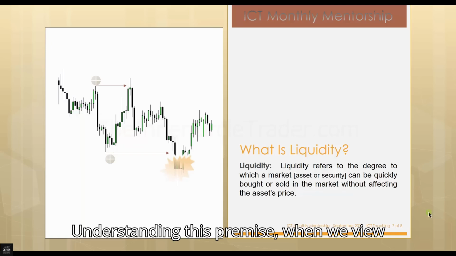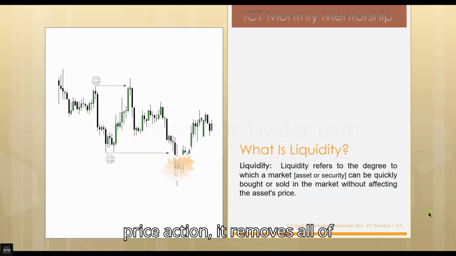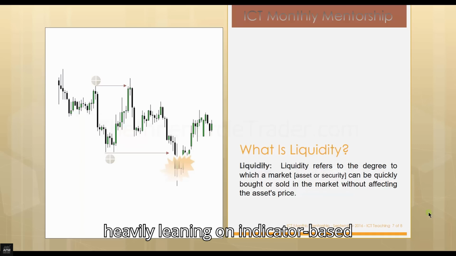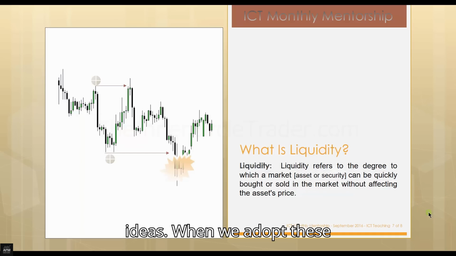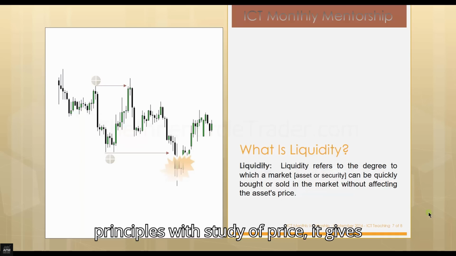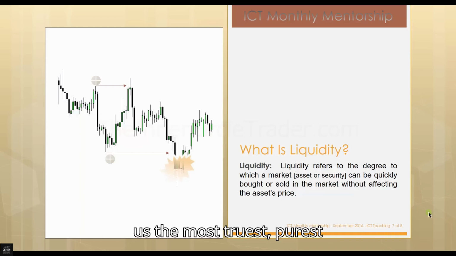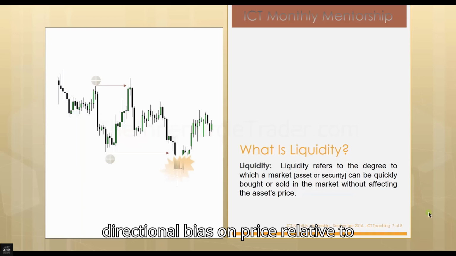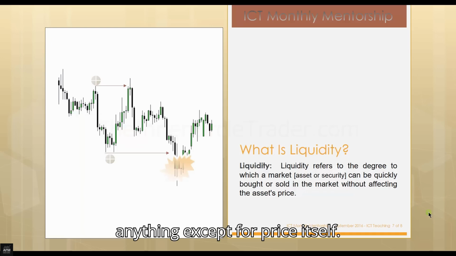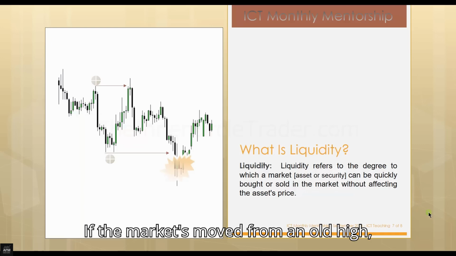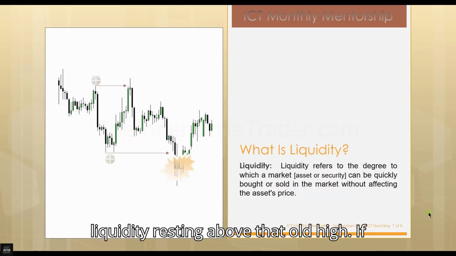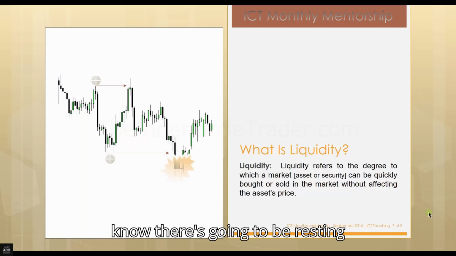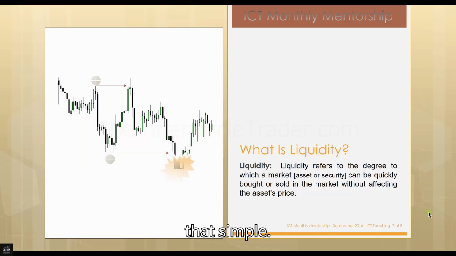Understanding this premise, when we view price action, it removes the retail-minded perspective, heavily leaning on indicator-based ideas. When we adopt these principles with study of price, it gives us the truest, purest view of how price is delivered. We have no relationship to our directional bias on price relative to anything except price itself. If the market's moved from an old high, we know that there's going to be liquidity resting above that old high. If the market's moved from an old low, we know there's going to be resting liquidity below those lows. It's just that simple.